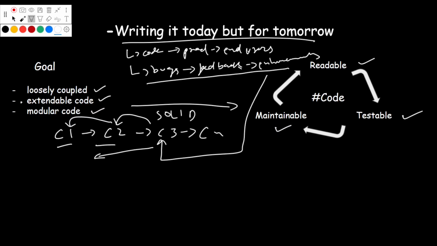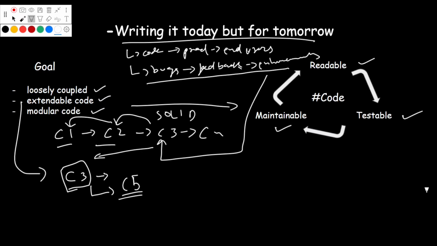Okay, so what does extendable code mean? Say for example, you have received another enhancement which is supposed to be built on top of the C3 class. Our C3 class should be repurposed or reused to write a C5 class, which is the enhancement, leveraging the existing code and building something on top of it. That is called extendable code.